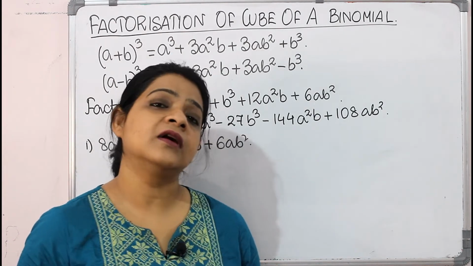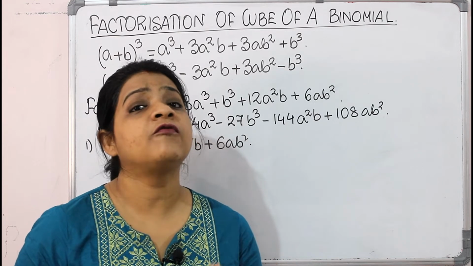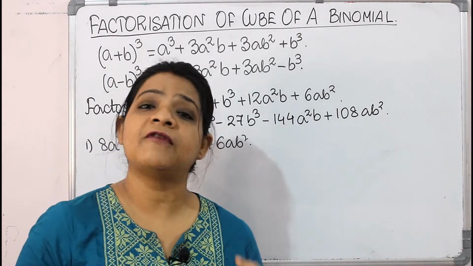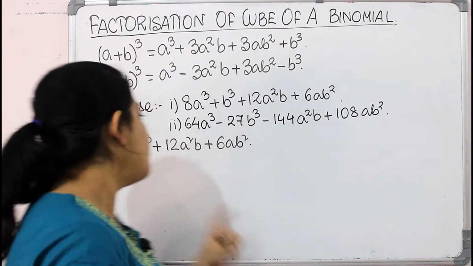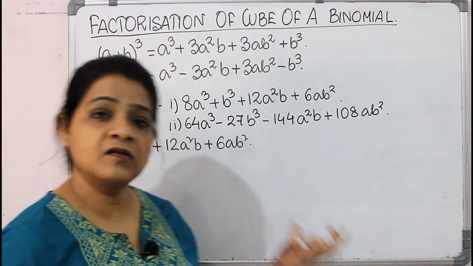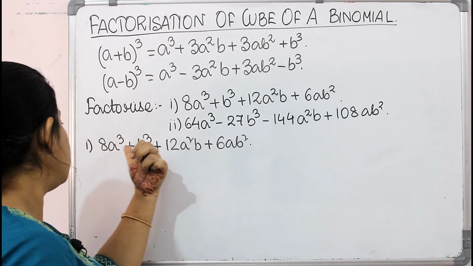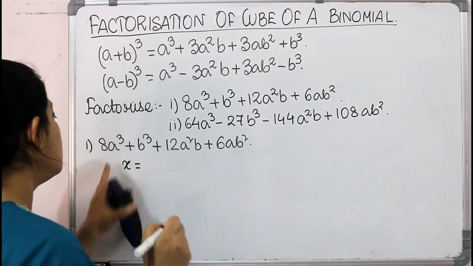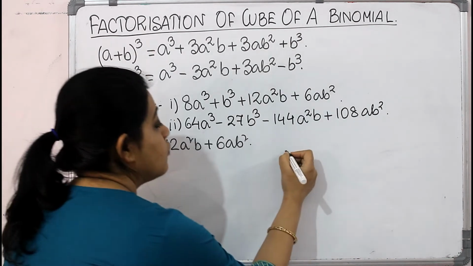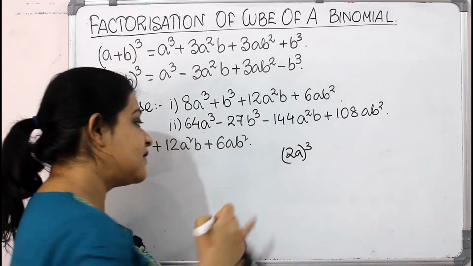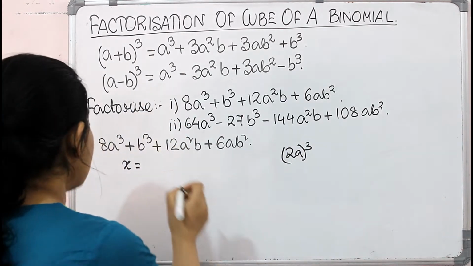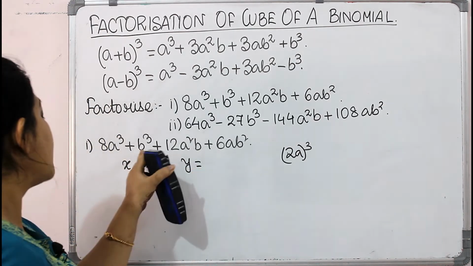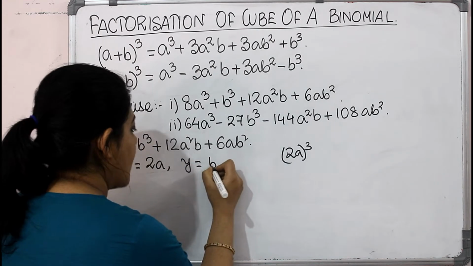Now the next job is to find the perfect cubes from this expression. How will you understand? This is also very easy. You see a cube, b cube, so these are perfect cubes. I will write x equals 8a cube means what? Twice a whole cube gives us 8a cube, right? So x will be 2a and y will be b.